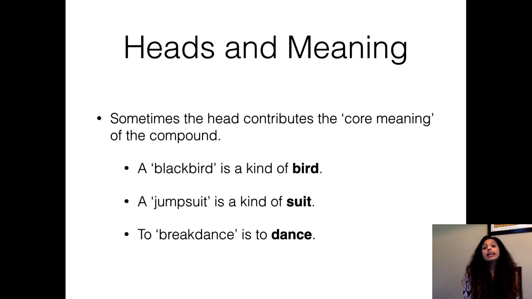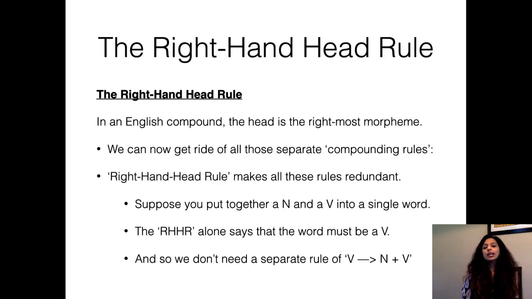And as you can see, the head contributes to the core meaning of the compound. So blackbird is a kind of bird, a jumpsuit is a kind of suit, breakdance is a kind of dance. We call this rule the right-hand head rule. Very often it's easy if you remember the right-hand head rule, right? Right-hand head rule. That's what I want you to remember.